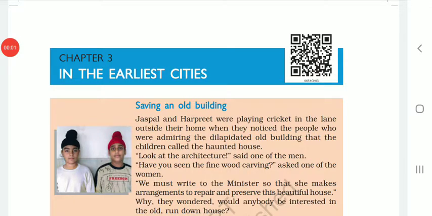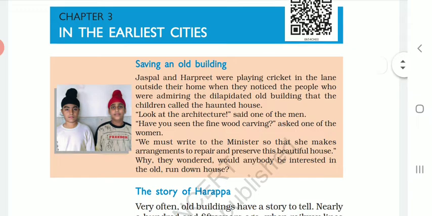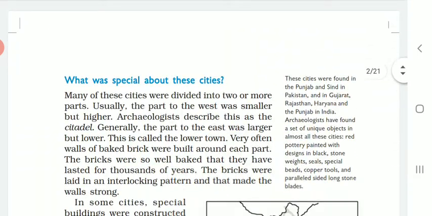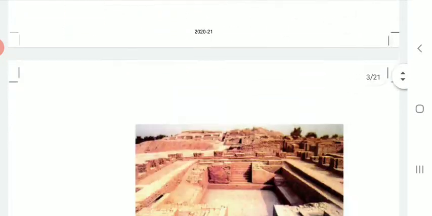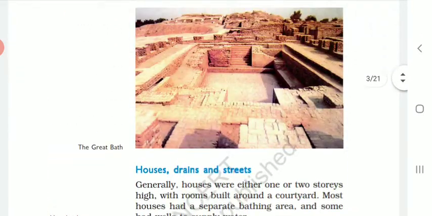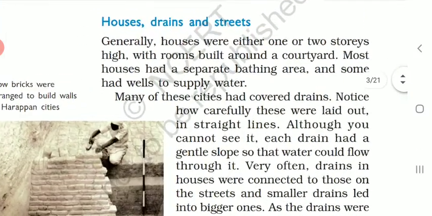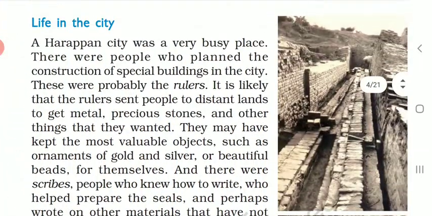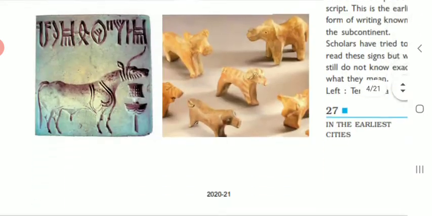Good morning, children. We were discussing chapter number 3 of history, Early Cities. In this chapter, till now, we have discussed saving an old building, the story of Harappa, and what was special about these cities. We have also understood the Great Bath, and what kind of houses, drains, and streets were there in the cities. After that, we have seen life in the city.